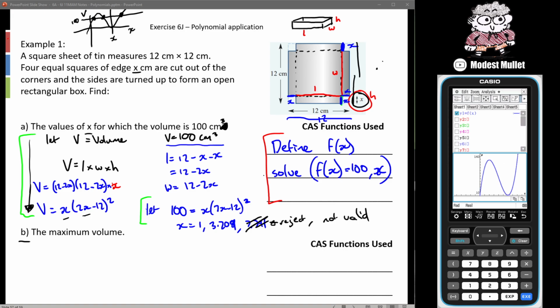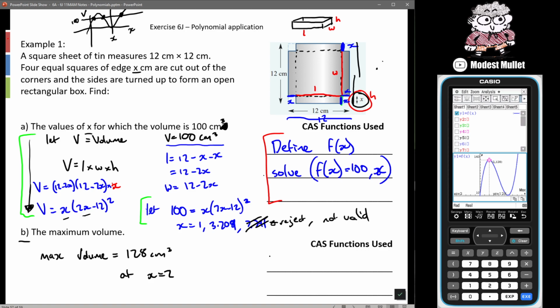So how can we find that? We can do analysis, and from this we want G-Solve Max. So analysis, G-Solve, Max, and it's instantly found it for us. So it occurs at 2, 128. So all we would say here is max volume is equal to 128 centimeters cubed at x equals 2.